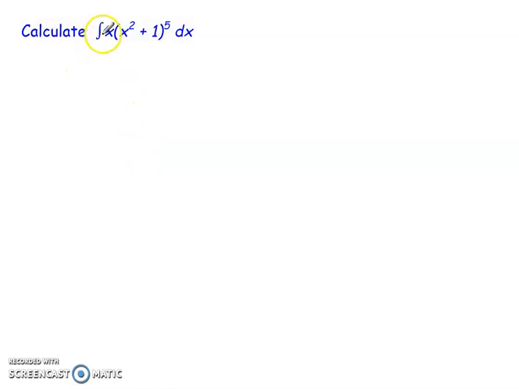So the first one was the integral of x(x² + 1)⁵ dx. Now, if we weren't going to use integration by substitution, I could expand this bracket, multiply it out by x, calculate the integral, and then put it all back together. But we're not going to do that. Integration by substitution is a lot easier, as we discussed.